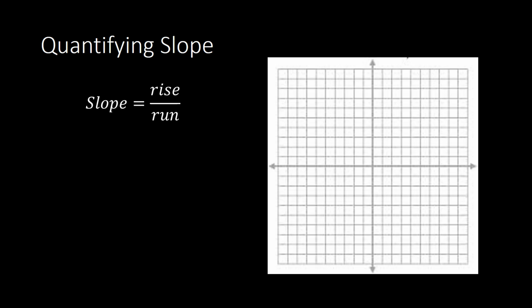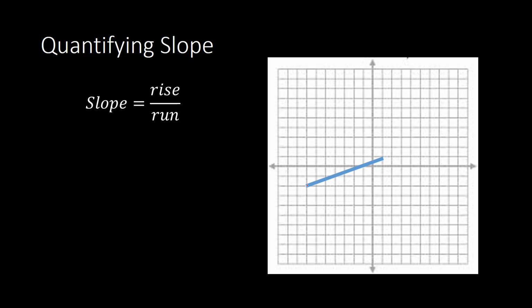Now it's not enough just to say that something has a lot of slope or a little slope. We want to know exactly how much slope something has. So to do that, what we do is we take the rise over the run. So the question is, what do we mean by rise and run? So let's take a look at an example. Here we see a line, and the question is, what is the slope of this line?